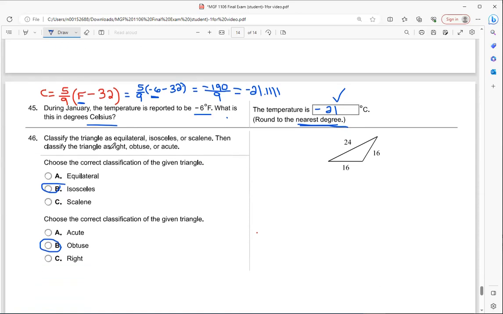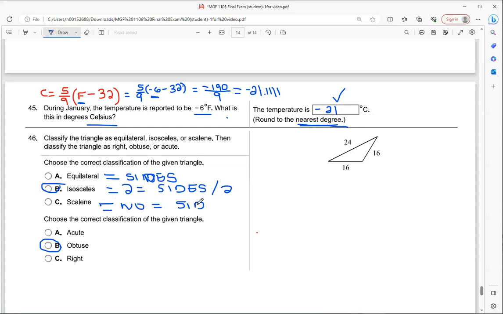For 46, we're going to classify this triangle first based on its angles and then on its sides. So we want to look at whether it's equilateral. That means all of the angles are equal, all three sides equal. Isosceles means that we have two equal sides and two equal angles. Scalene means that we have no equal sides, no equal angles.